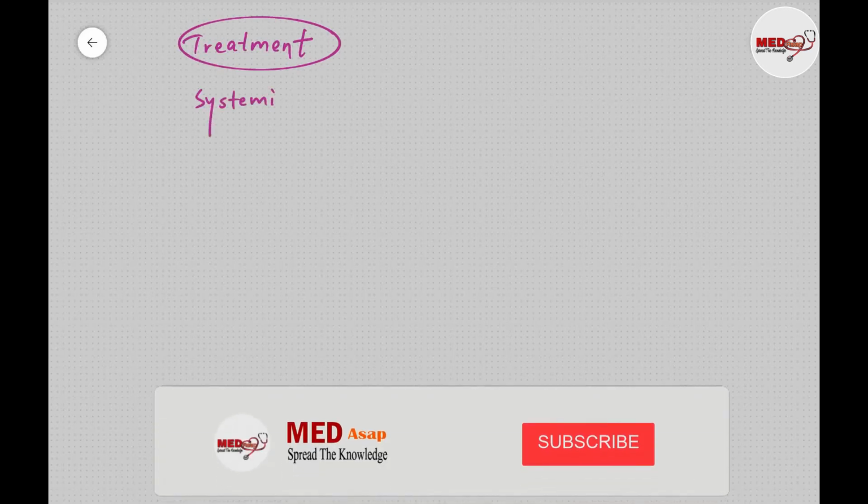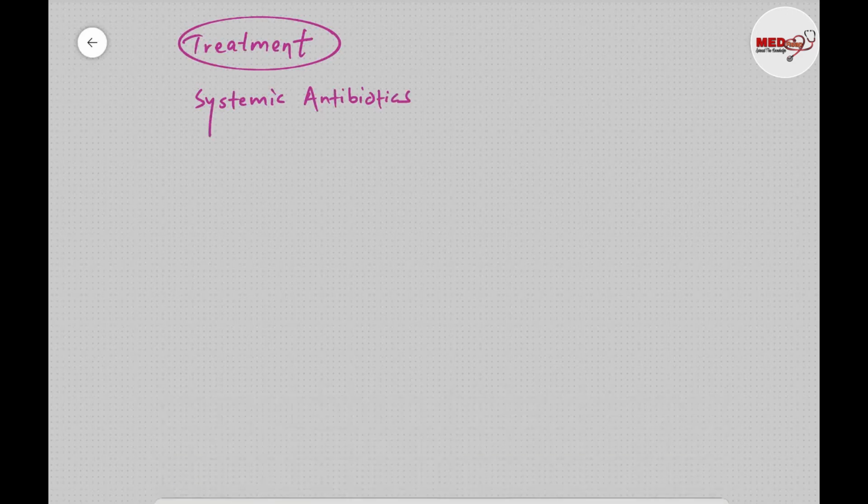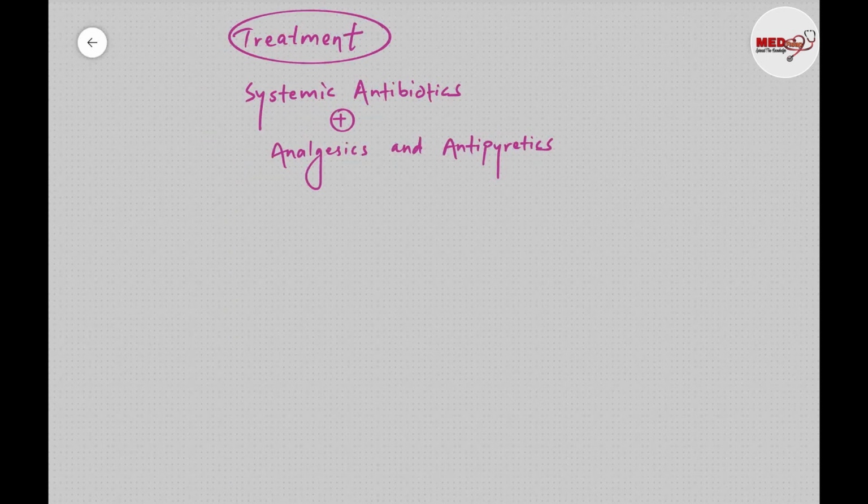So we came to the treatment of acute otitis media. Acute otitis media is treated by systemic antibiotics for 10 to 14 days. We usually start with penicillin or augmentin. And for the symptomatic treatment of the pain and the fever, we give analgesics and antipyretics. These are the general lines of treatment. But we will also give local treatment according to the stage of the inflammation.